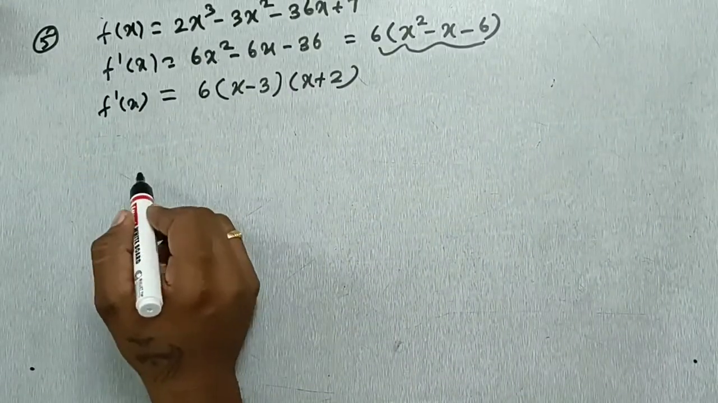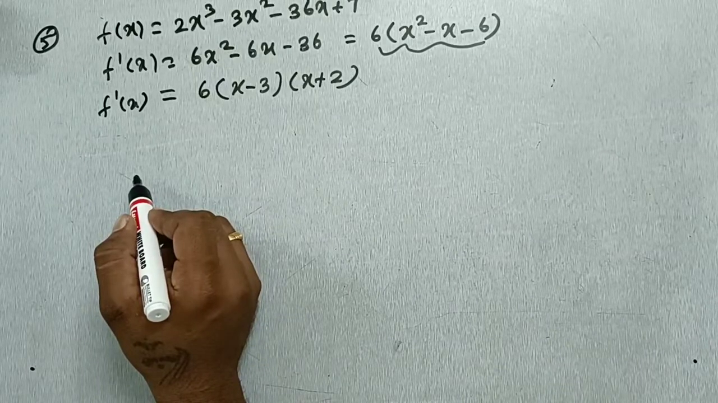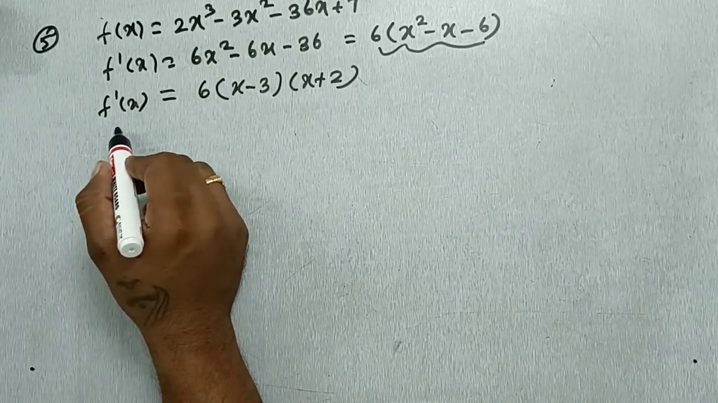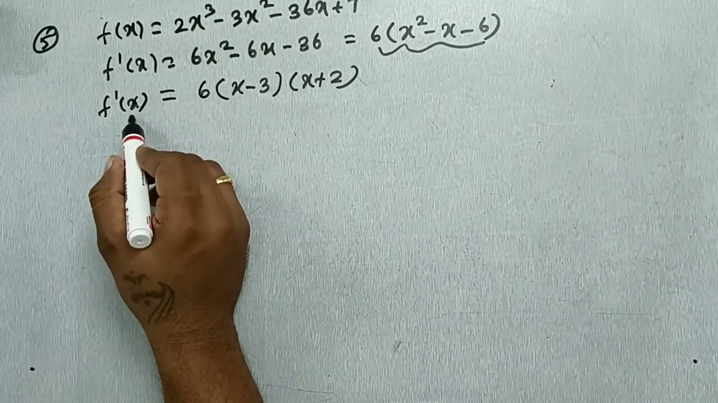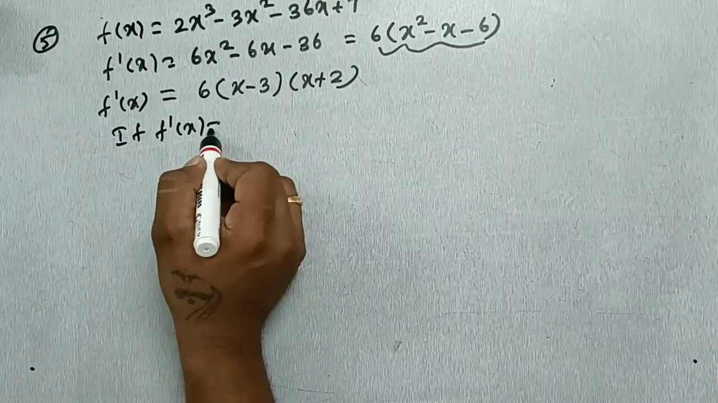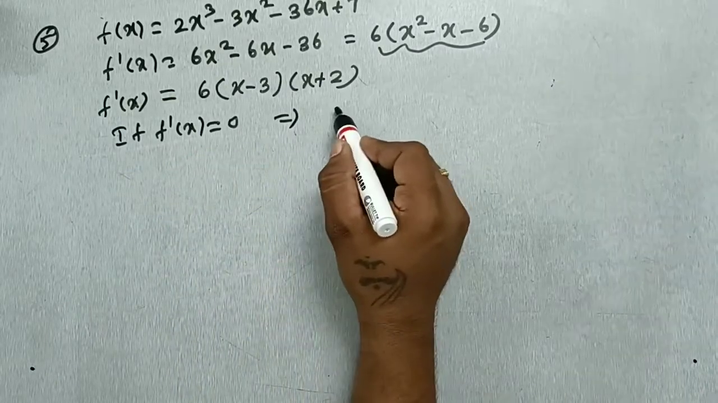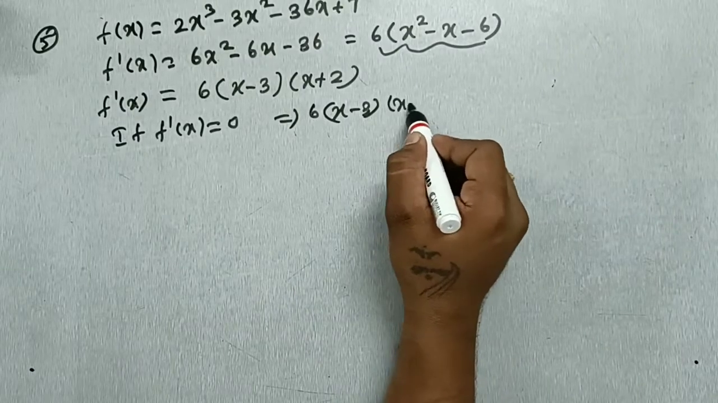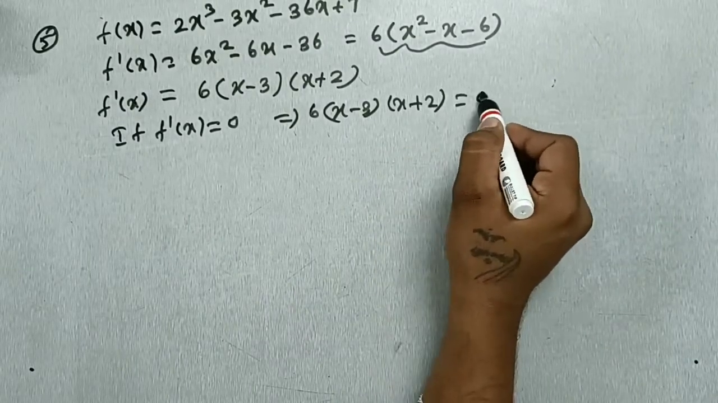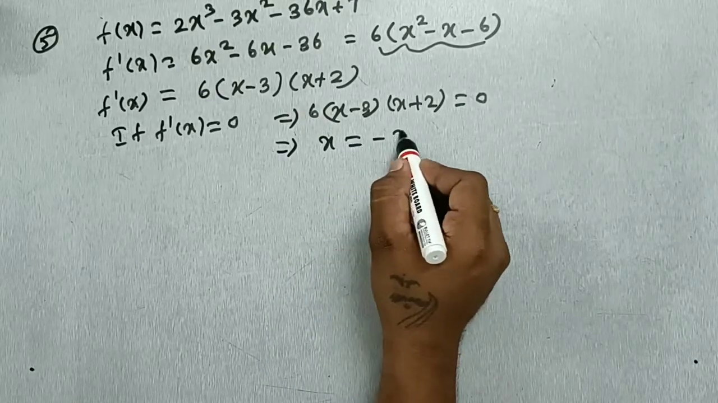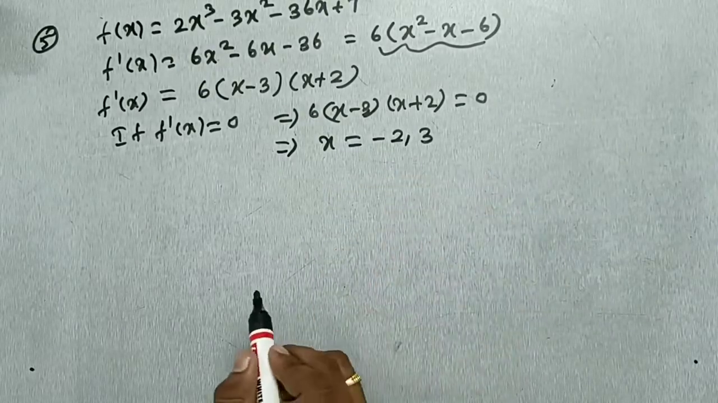Now what do we have to find? We have to find the interval points. To find interval points, we have to find the values of x for which f dash of x equals 0. If f dash of x equals 0, this implies 6 into x minus 3 into x plus 2 equals 0. This implies x equals minus 2 and plus 3.